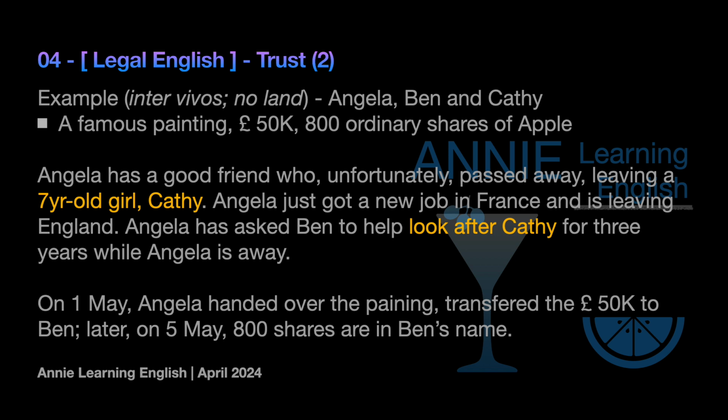Secondly, I'd like to invite you to consider a little bit more about Cathy's situation in this example. Now, Cathy is just 7 years old, and Angela has been looking after Cathy after Cathy's parents passed away. So Angela apparently cares about Cathy. Angela wants Cathy to still have a comfortable life, even when Angela is away from England. Angela hopes that her money could be spent in a fair way by Ben to look after Cathy. Eventually, Angela hopes that Cathy lives a good life using her money.